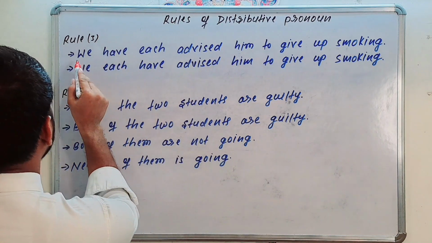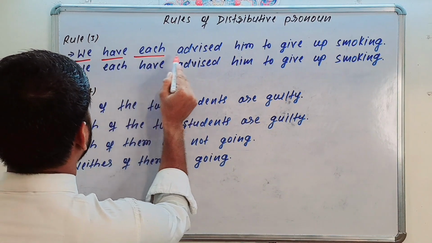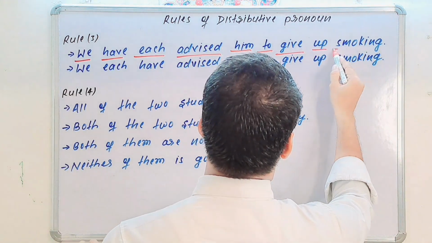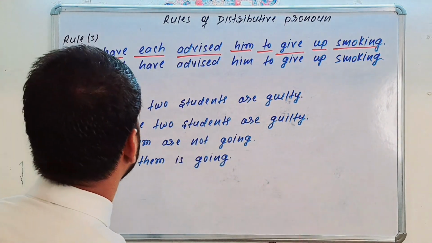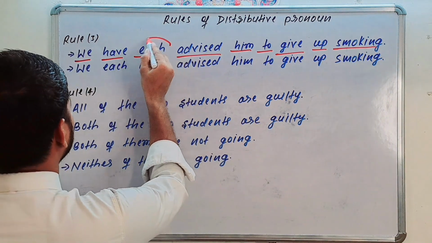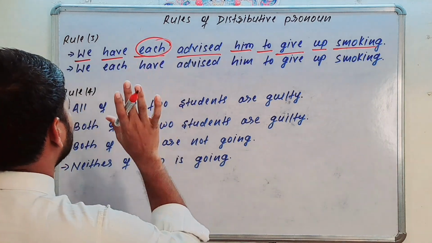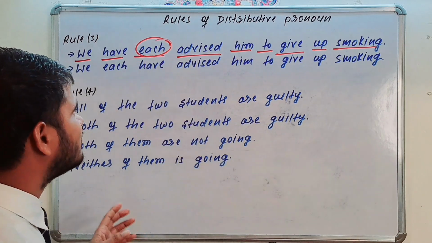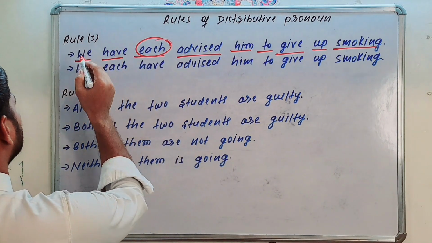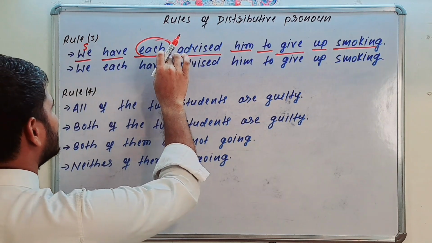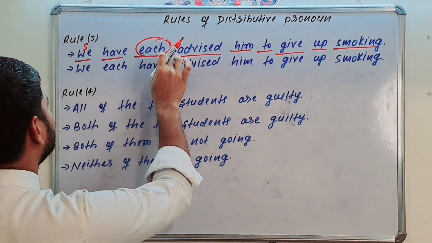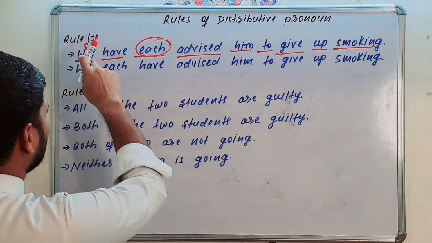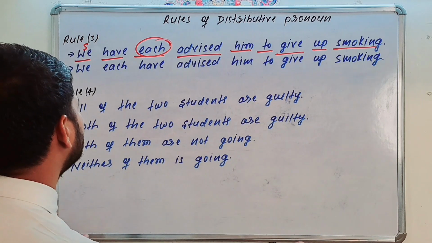We have each advised him to give up smoking. Focus on the first example. We have each. I'm talking about this distributive pronoun each, and the third rule is based on it. If each is used for the subject, then it should be just after the subject and before the auxiliary verbs. This is your third rule.